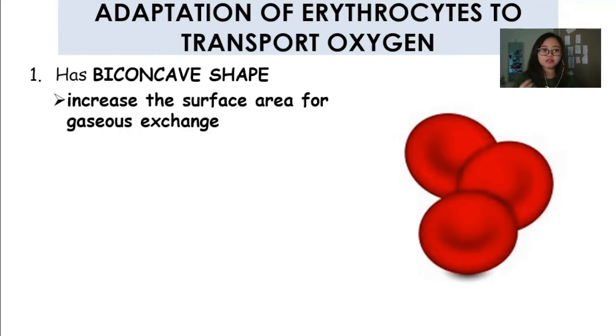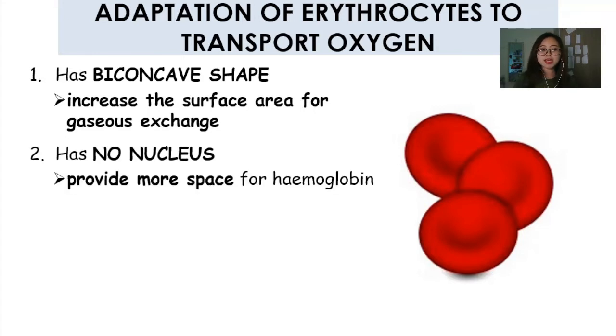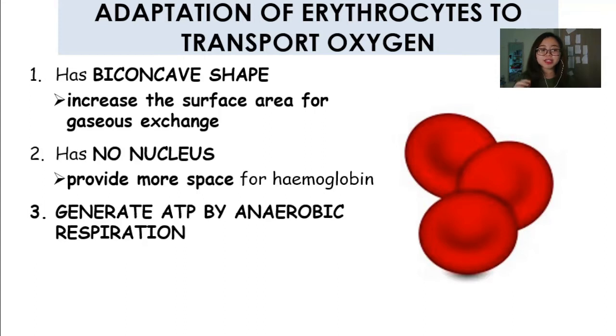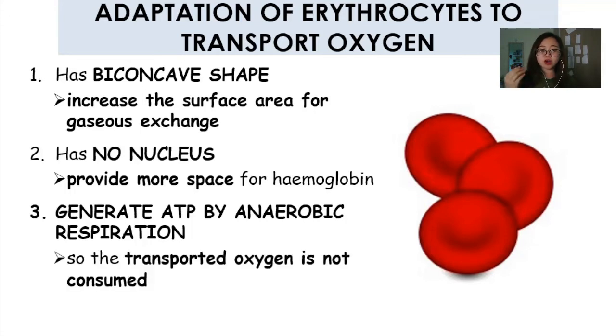The biconcave shape allows it to increase the surface area of the cell for more efficient gaseous exchange. Red blood cells also have no nucleus. So when there is no nucleus inside the cell, that means there is more space for more hemoglobin proteins. And they generate ATP by anaerobic respiration. They don't do any aerobic respiration that would use oxygen, so that the transported oxygen is not consumed.